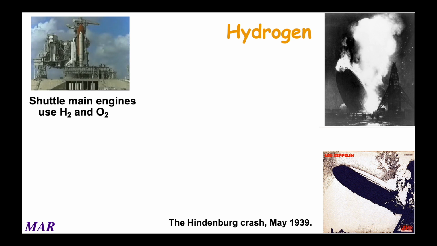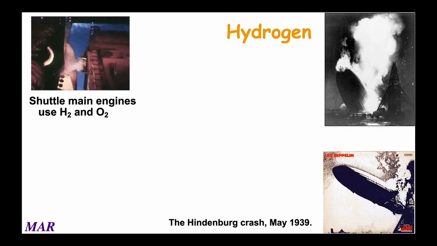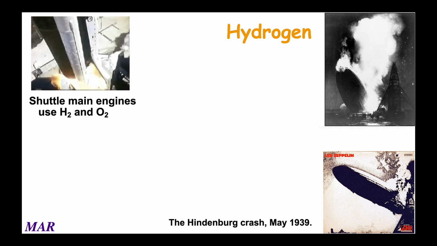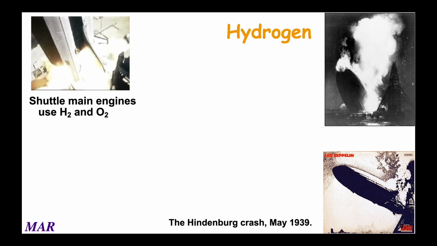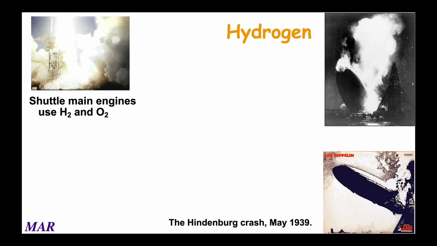The main engine of the NASA Space Shuttle is fueled by the elements oxygen and hydrogen. A huge amount of energy is required to lift the shuttle into orbit. When mixed and ignited, the fuels produce water and a large quantity of energy.